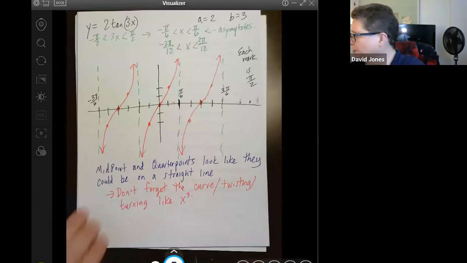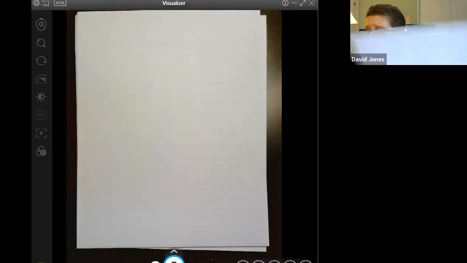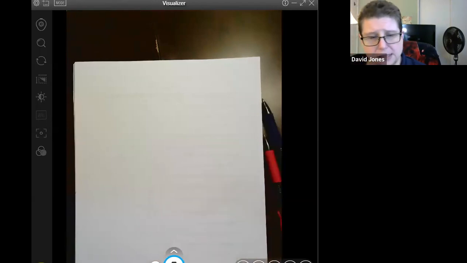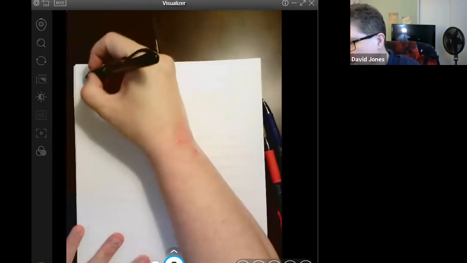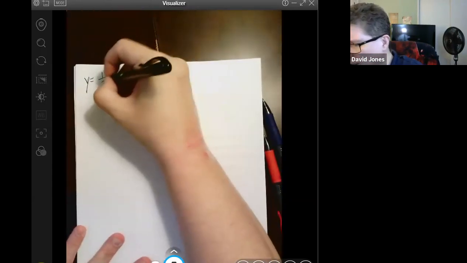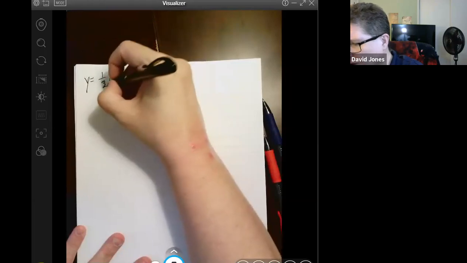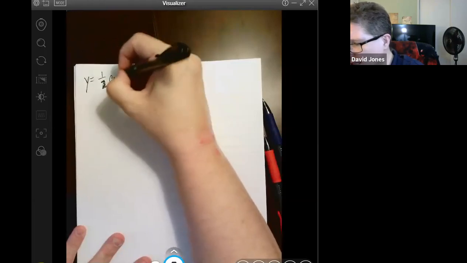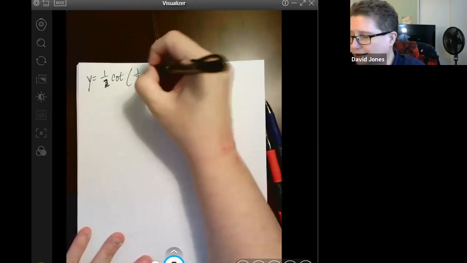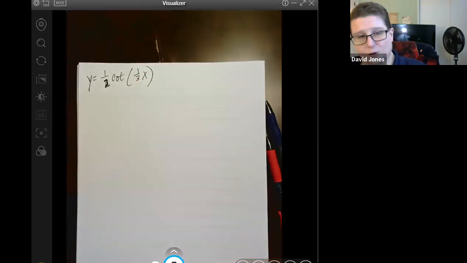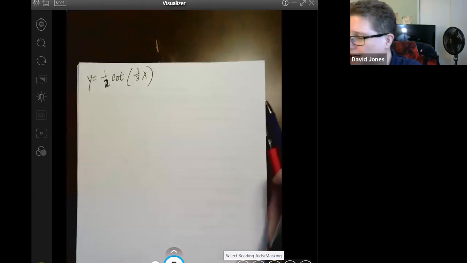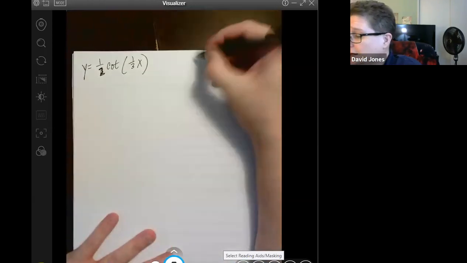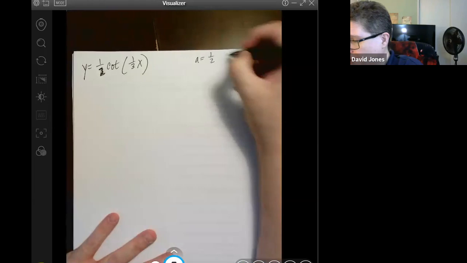Let's take a look at one for cotangent. We had A and B being greater than 1 there. Why don't we do less than 1? Let's make this y equals 1/2 cotangent of 1/3 x. We had 2 tangent 3x. Let's do 1/2 cotangent 1/3 x. So A is 1/2, B is 1/3.